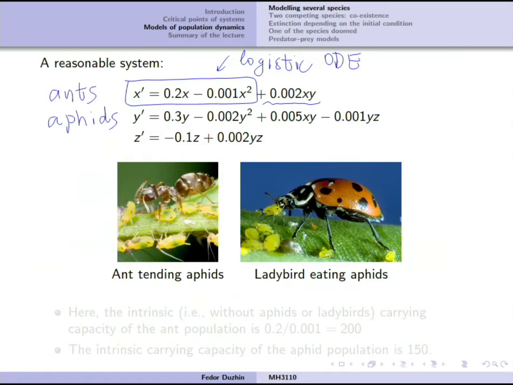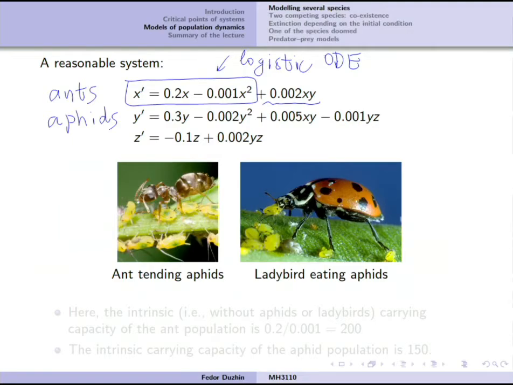And the idea here is that it is proportional to the product of the populations, which is interpreted as follows. Suppose that x is the total population of ants, y is the total population of aphids. Then the product x times y is proportional to the probability that an ant meets an aphid. And such an encounter is good for them. Every time such an encounter happens, the ants are going to get more food, and then they're going to reproduce faster. All right, I hope it's clear.